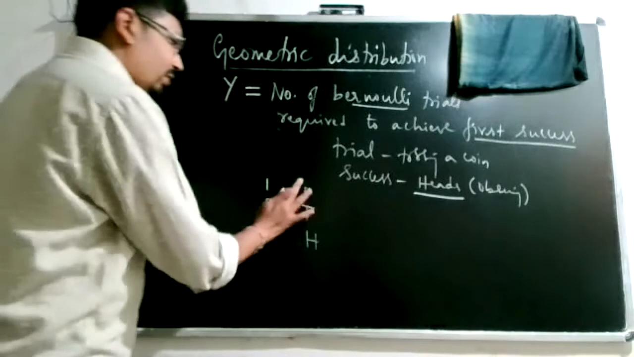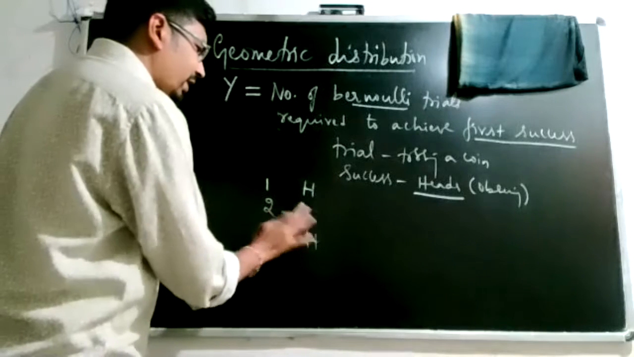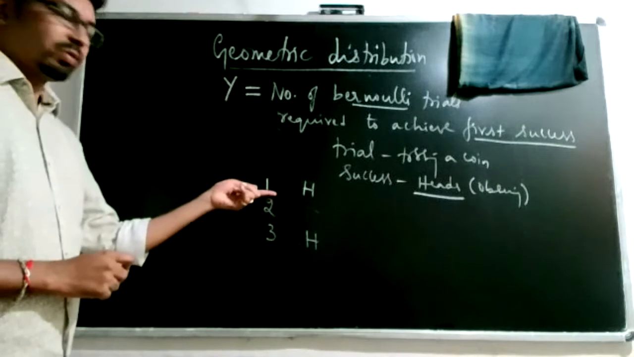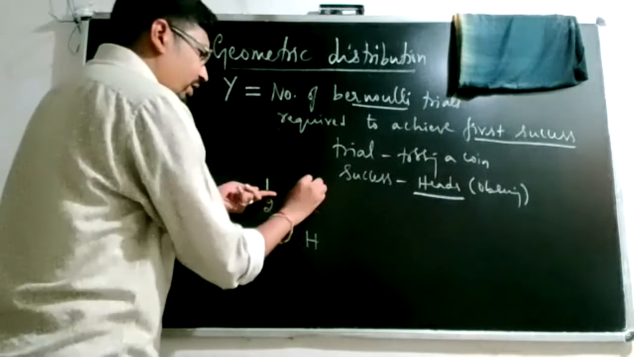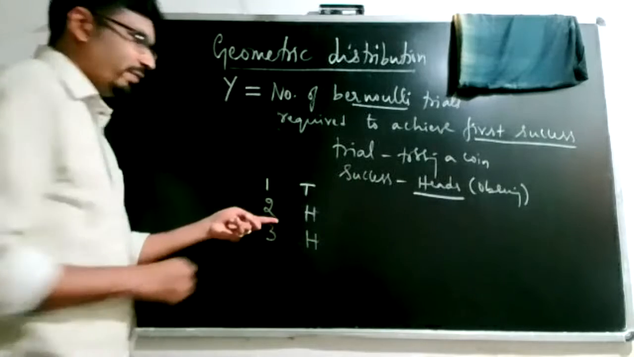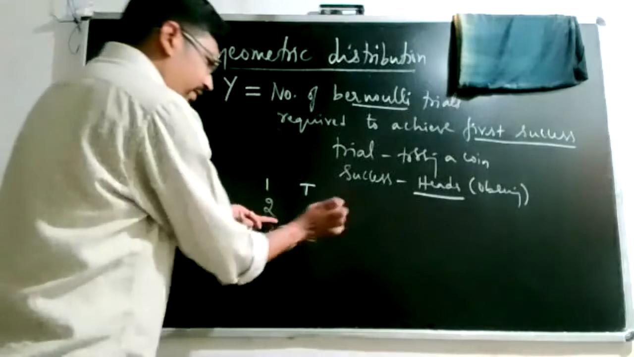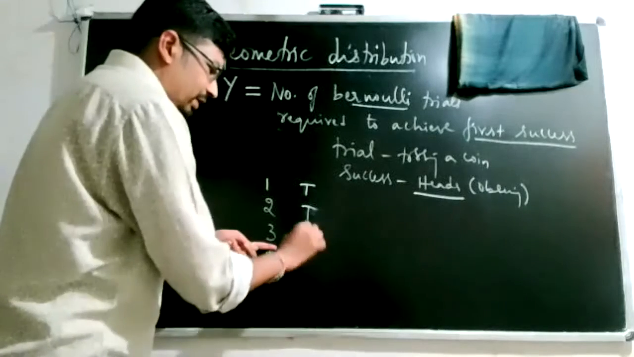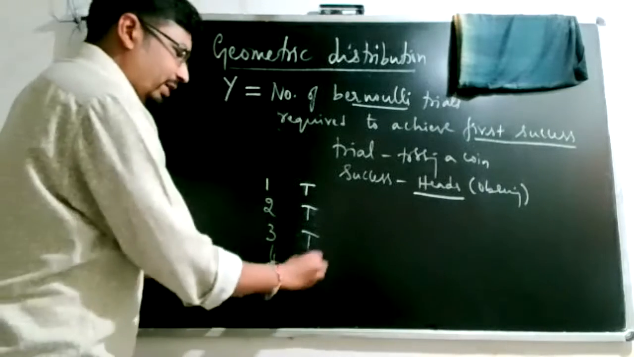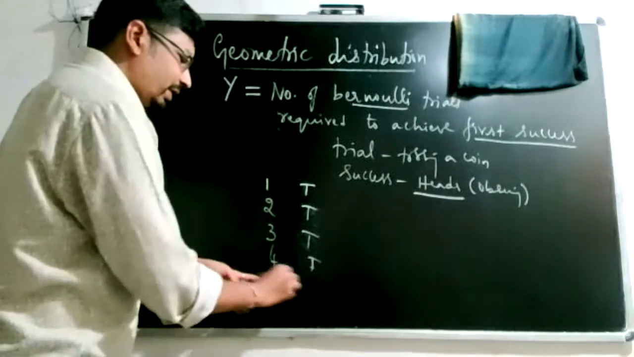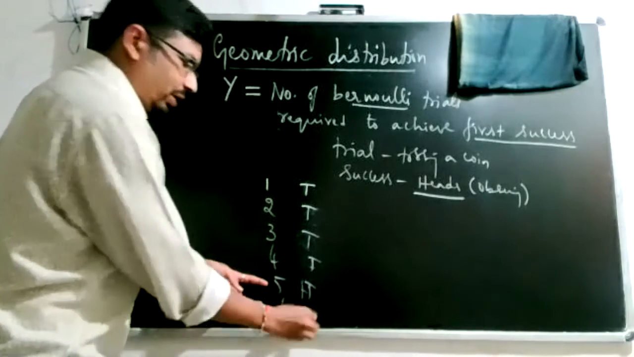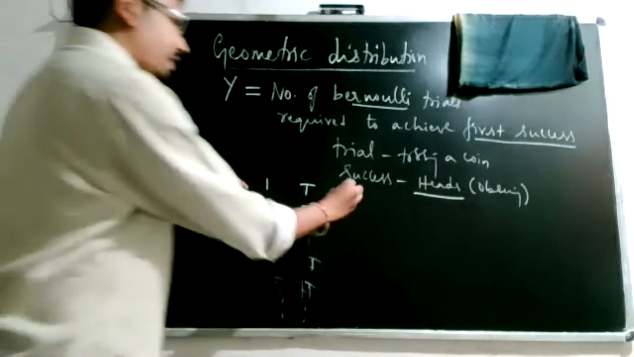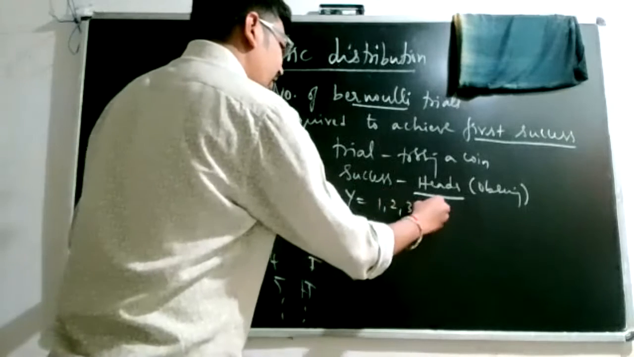Now if you are lucky, you can get the head in the first trial only. So the number of Bernoulli trials required could be 1. If you have got tail in the first, then you could observe the first head in the second trial. If the second trial is also tail, then in the third trial you might observe head, and so on. So the success need not be always in the beginning. It could be anywhere. So your y is taking the values 1, 2, 3, 4, 5, 6.